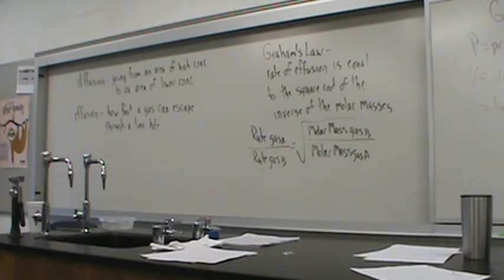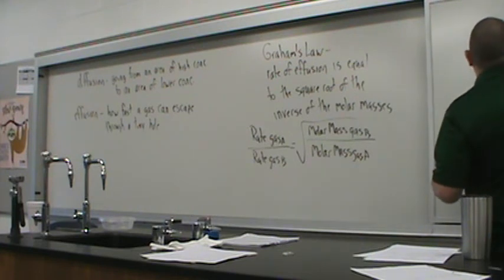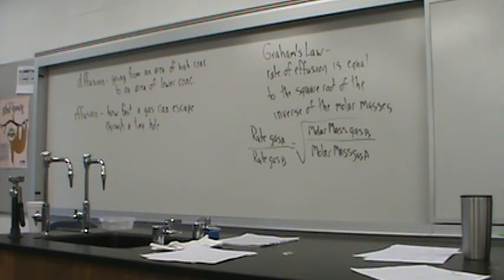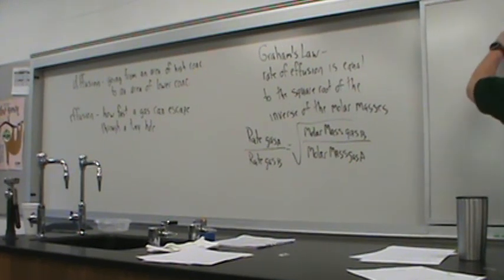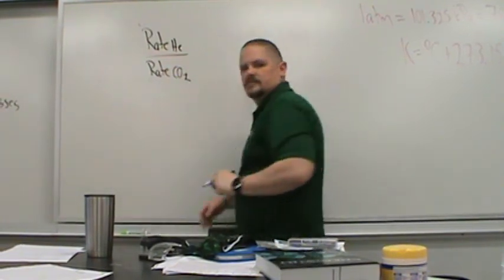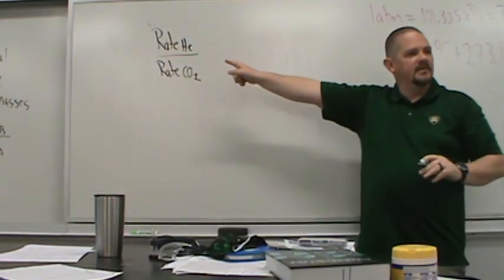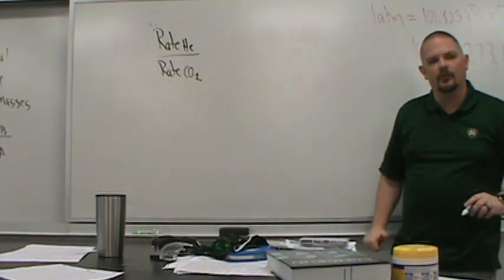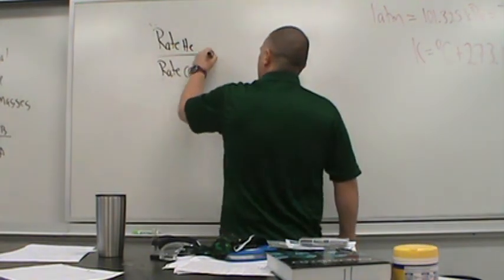So what we can do is figure out the rate of diffusion of helium compared to carbon dioxide, and see why that helium balloon is going to shrink and fall to the floor a whole lot faster than the carbon dioxide balloon. So the rate of helium, because that's going to be our gas A, what we're looking for, is equal to the rate of carbon dioxide, square root.